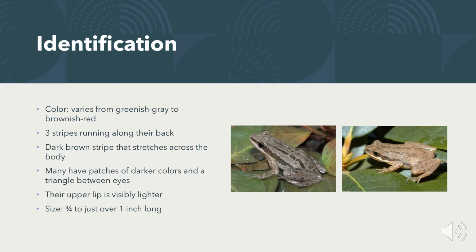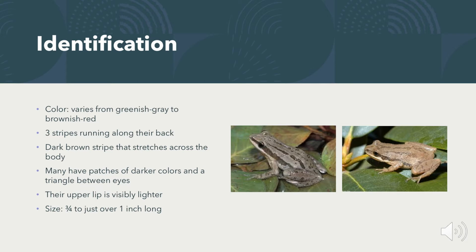Some characteristics used to identify the upland chorus frog include their color, which varies from greenish gray, which you can see in the left picture, to brownish red, which is in the right picture. So the color does vary quite a bit, but we can use other characteristics such as the presence of 3 stripes running along their back.